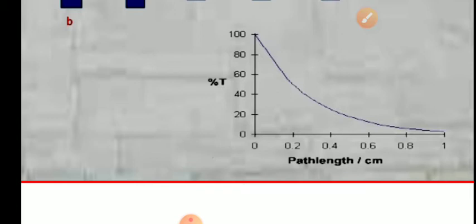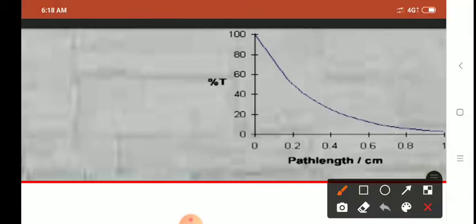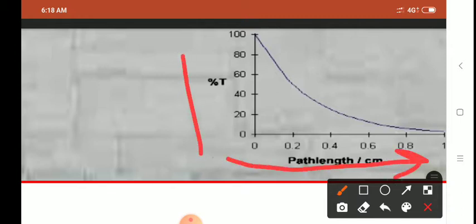As the path length goes on increasing, transmitted light goes on decreasing, right? You can see from this graph that as the path length, which is the thickness of the absorbing material, increases, the percentage of light transmitted decreases. Transmitted means what? Opposite to absorbed. So if the thickness is more, the amount of light absorbed will be more and transmitted will be less.